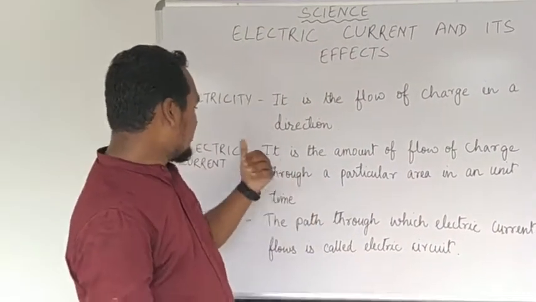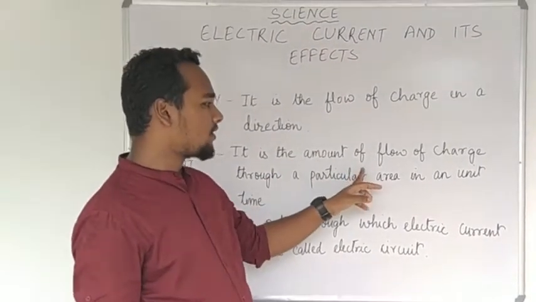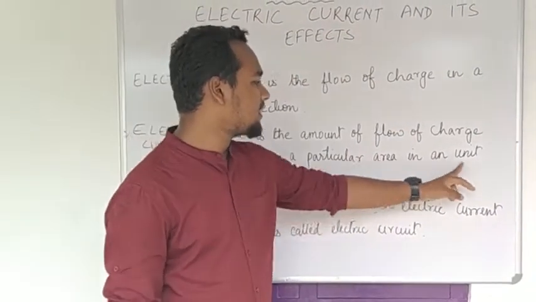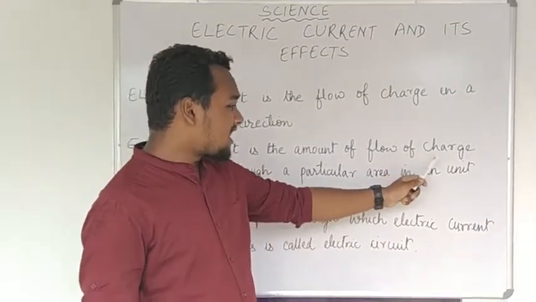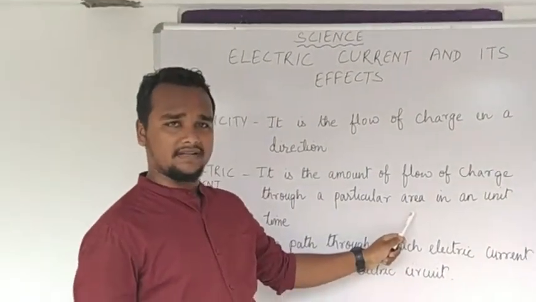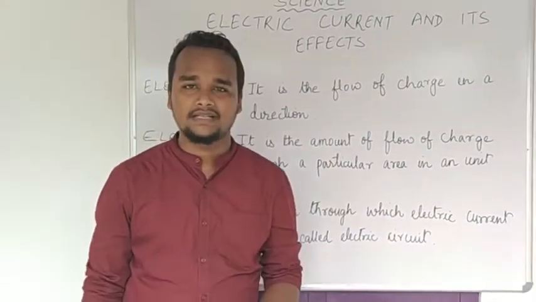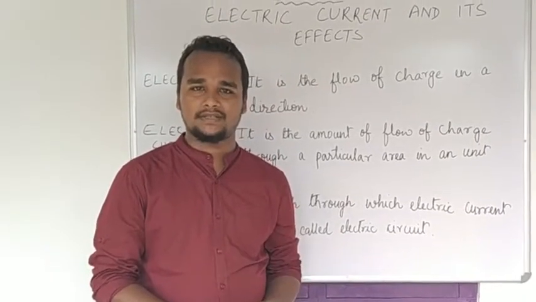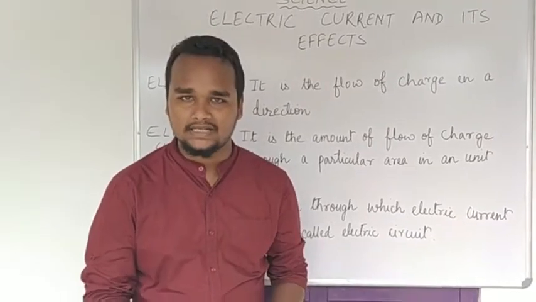So let me start. Electric current. What is electric current? It is the amount of flow of charge through a particular area in a unit time. When charge flows through a particular area, then we call it electric current. In short, when you divide the flow of charge by time, then you call it electric current.